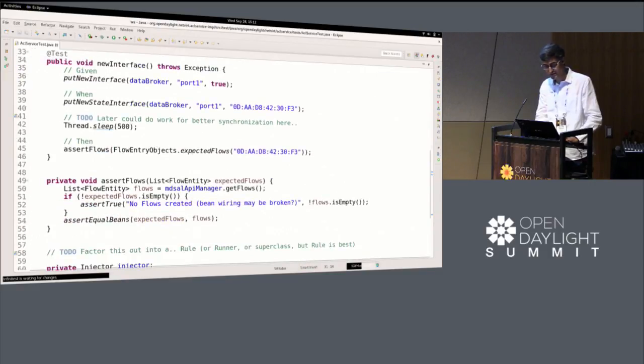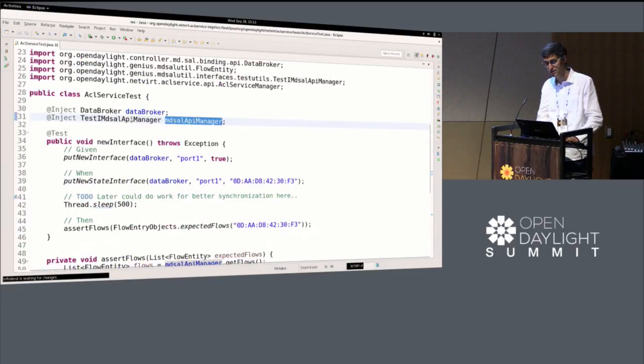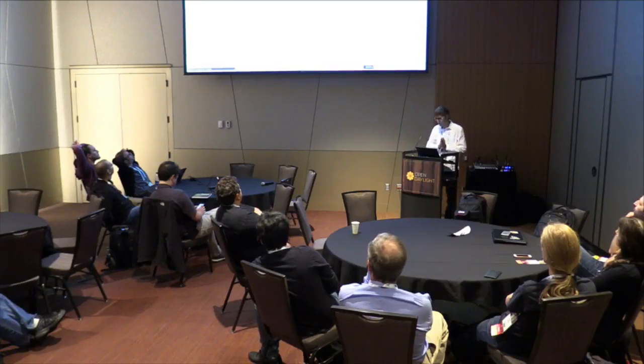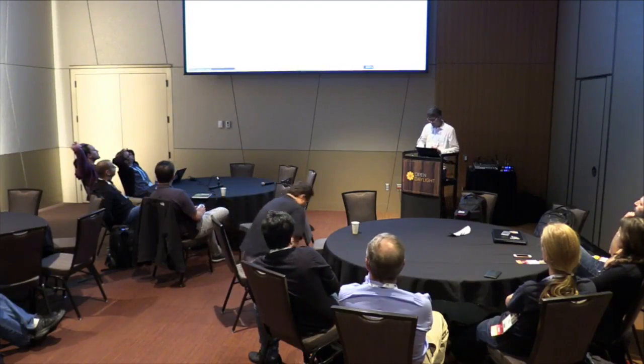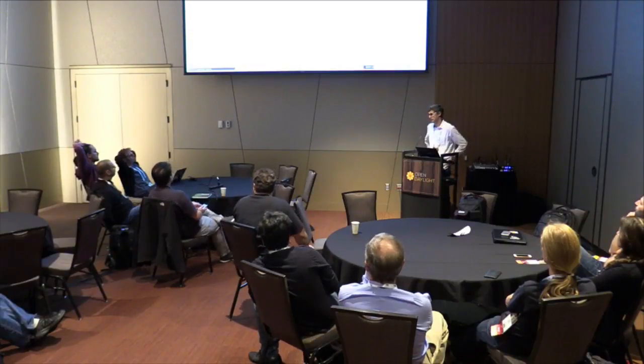This basically checks that if the MDCell API manager gets flows, this contains something that was caused by what you did in the when state here. Okay, so this API, this one here, has been injected here. And this test is, go ahead. The test IMDCell API manager, that's part of the infrastructure.